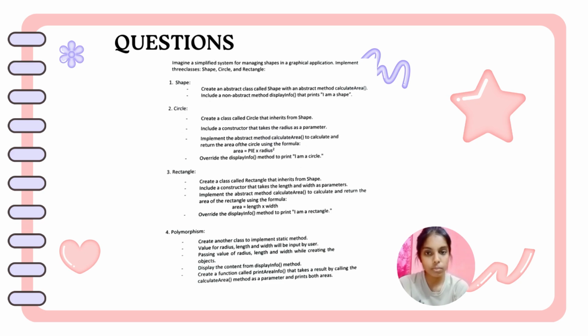01DDT22F2047. Today we're going to present about case study 2. The question is asking us to implement three classes: Shape, Circle, and Rectangle. First, for Shape, we need to create an abstract class called Shape with an abstract method calculateArea. For Circle, we need to create a class called Circle that inherits from Shape, with a constructor that takes the radius as a parameter, and implements the abstract method calculateArea and overrides displayInfo.